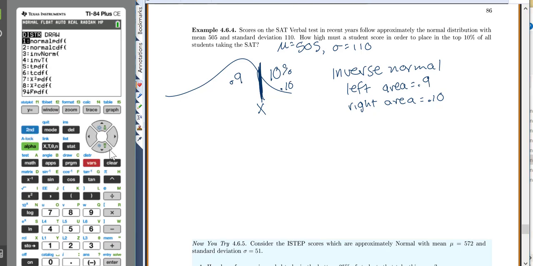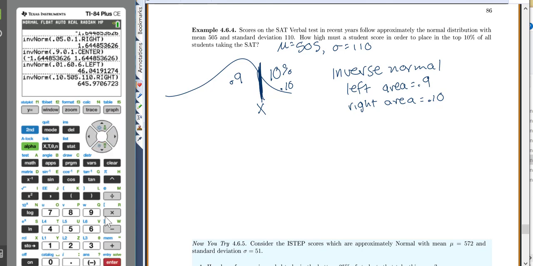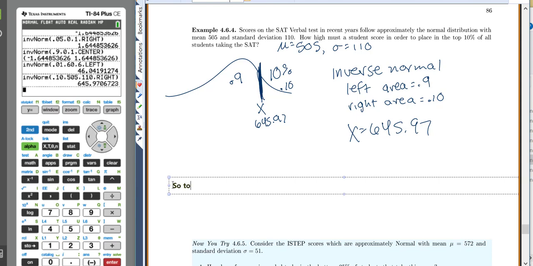So second distribution, we want our inverse normal. Our area, I'm going to do the right here, so area is 0.1. Make sure you use the mean of 505, the standard deviation of 110. I'm doing the right tail. And so x is 645.97. So to be in the top 10%, you need to score above 645.97.